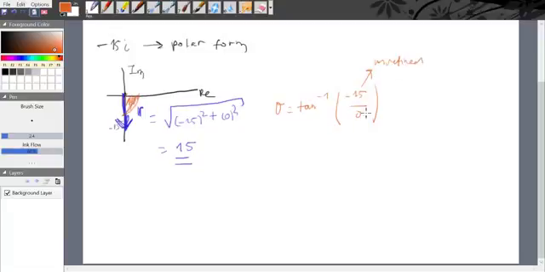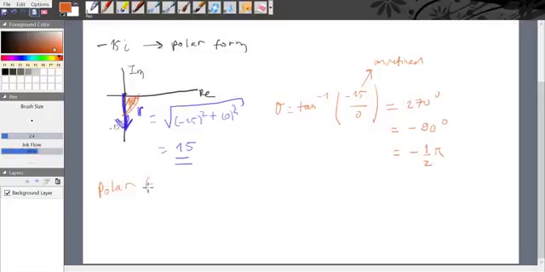From the graph, we know that theta is equal to 270 degrees, or the smaller angle equals minus 90 degrees, which is equal to minus a half pi in radians. So we have our modulus and we have our theta. Now we write the form.